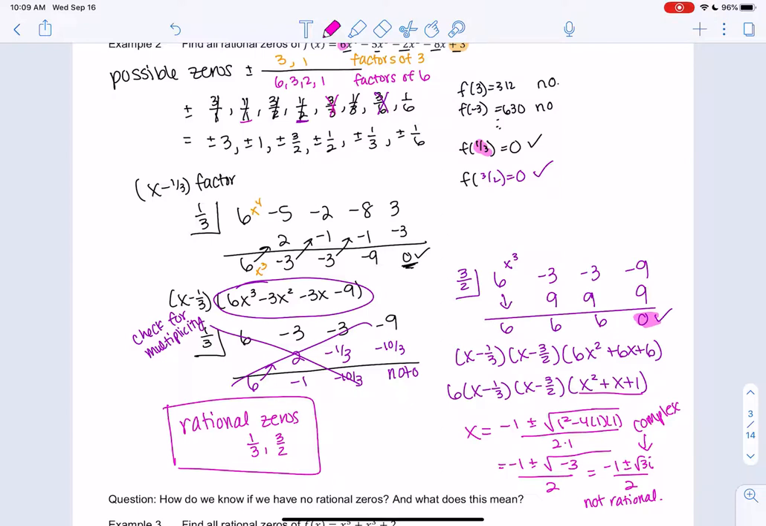So it's a lot. It's going to feel tedious because there's so many zeros to check. And if you were doing this on your own, it may have taken you a while to find 1/3 or 3/2. Just be patient. You'll get there.